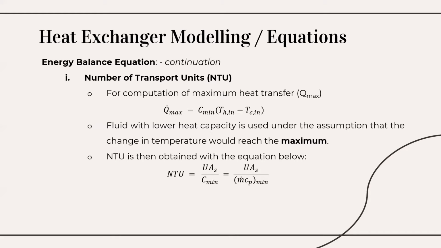For the computation of maximum heat that can be transferred, the fluid with lower heat capacity is used under the assumption that the change in temperature would reach the maximum. After obtaining the parameters, the NTU is then obtained with the equation below.